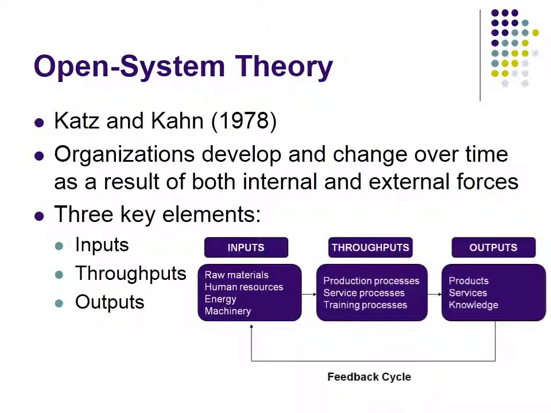So our final theory I want to talk about is open systems theory again. Just as a reminder, this was Katz and Kahn, 1978, who really suggested this, but various components of open systems theory have been out there much longer than that. So the idea is that an organization does develop and change over time as a result of both internal and external focuses. And again, there are these three key components: the inputs, raw materials, human resources, energy, machinery, location, the raw materials necessary for the company to exist.